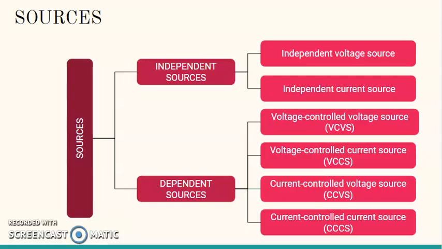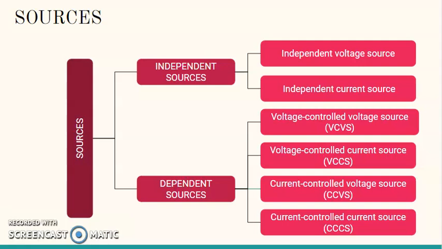The energy sources are divided into two categories, that is independent sources and dependent sources. As their names indicate, in the independent sources, the value of the output voltage or current is independent of any other factor. Whereas in the dependent sources, whatever output voltage or current we get from that source will be dependent on, or controlled by, some other voltage or current.